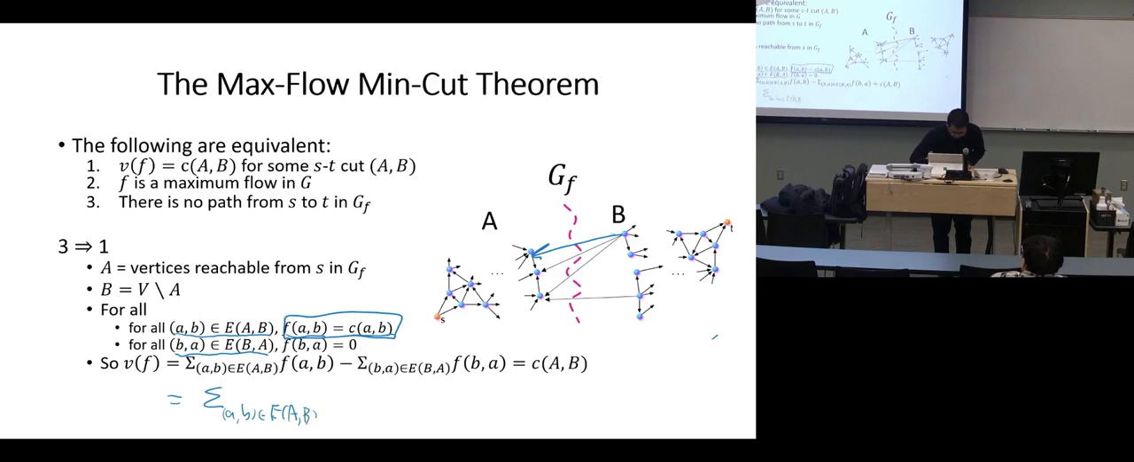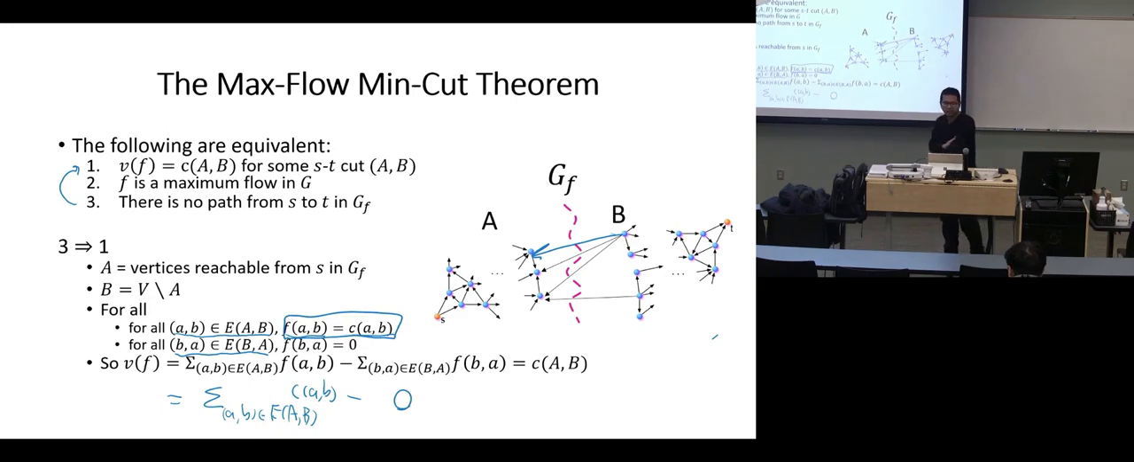From A to B, this equals the capacity. And this is zero. So you have that the value of your flow actually matches the cut size, the capacity of the cut. So that completes the proof. Okay. So now you have that Ford-Fulkerson returns you the maximum flow.